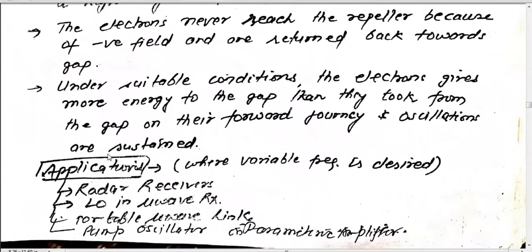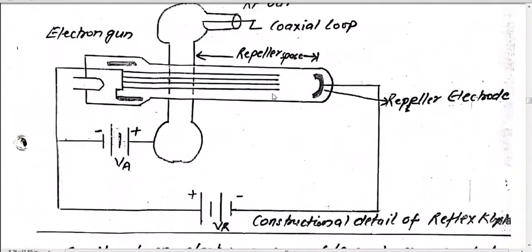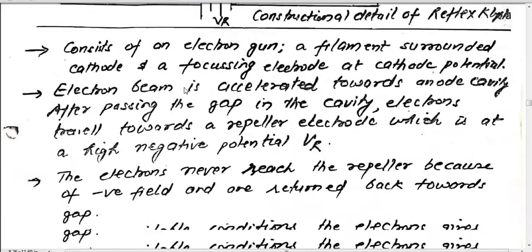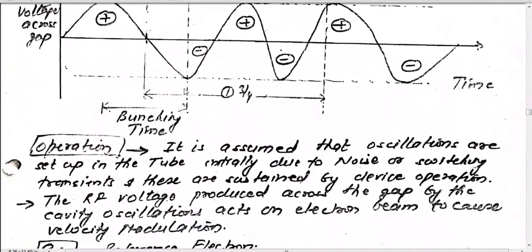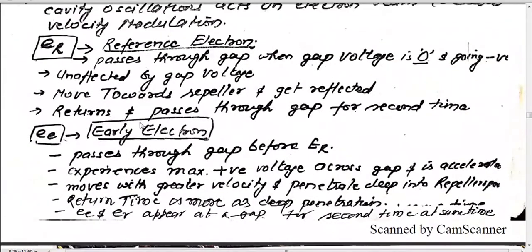When this electron does not reach this point, the repeller electrode, it goes back toward this gap, and it will pass this for the second time, once in its forward journey, and second when it is returning towards this gap. So this is the reference electron.